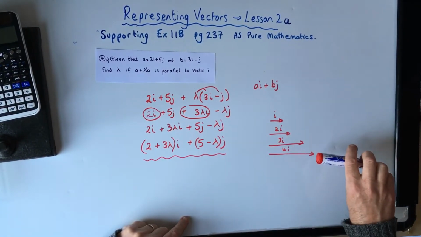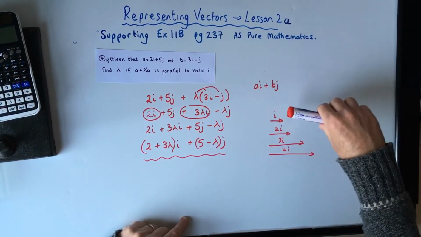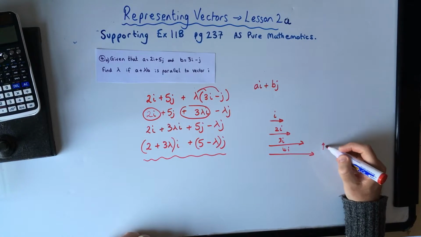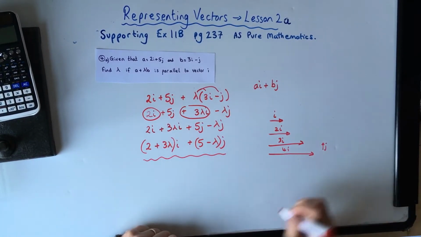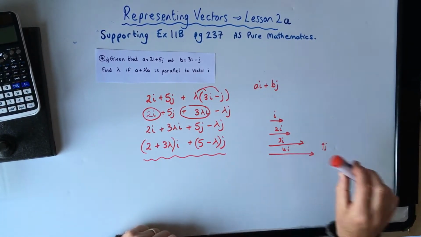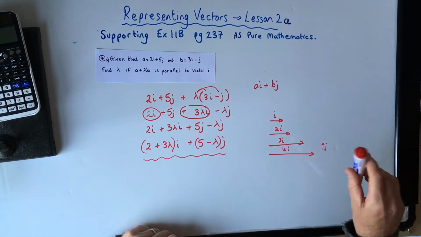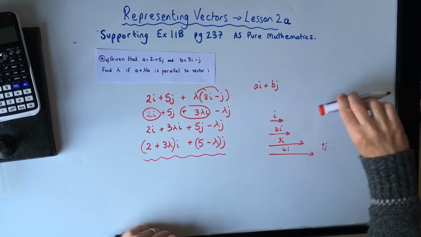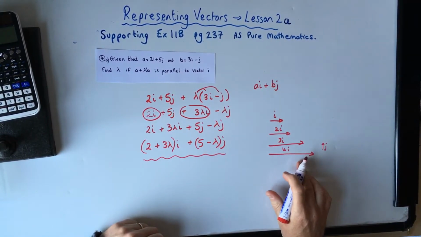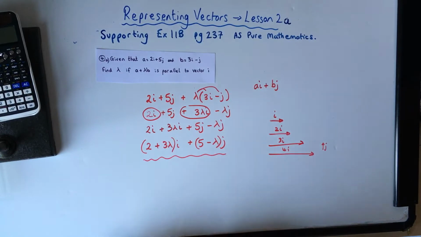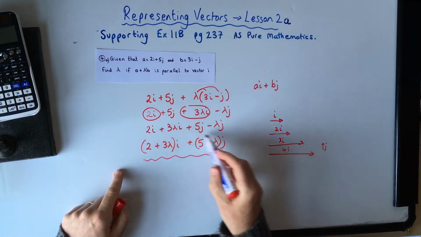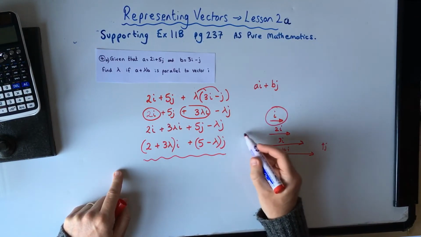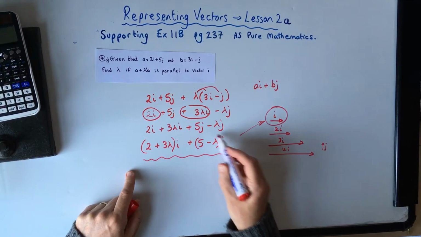Okay, but they're all going in that direction. They're all parallel to i. And what none of those have got is any j part to them at all. Okay, so they're all i plus 0j, because if they had any j, they wouldn't be parallel to i. They'd be going up a little bit as well. Okay, so in other words, we're saying for this to be parallel to i, then there must be no j.